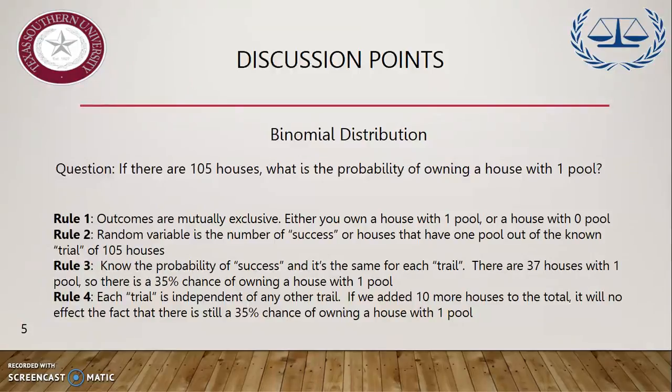The third rule, know the probability of success, and it's the same for each trial. Out of the 105 houses, there are 37 houses with 1 pool, so the probability of success is about a 35% chance. And lastly, each trial is independent. Basically, if we took another set of houses, it would not affect the first trial. They're independent of each other. They won't affect each other.